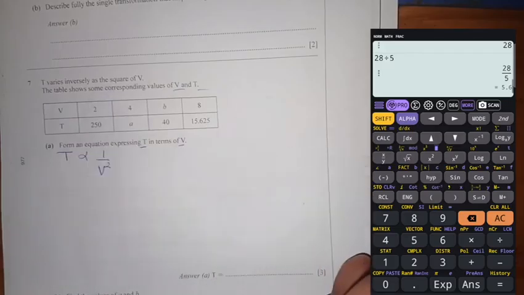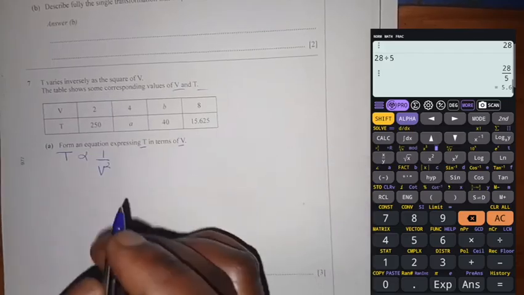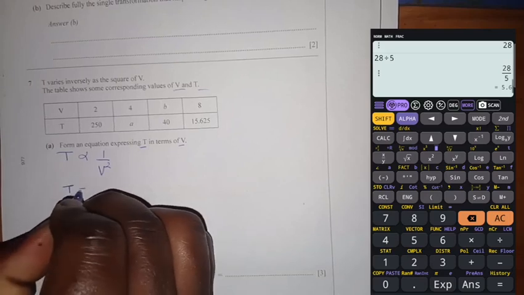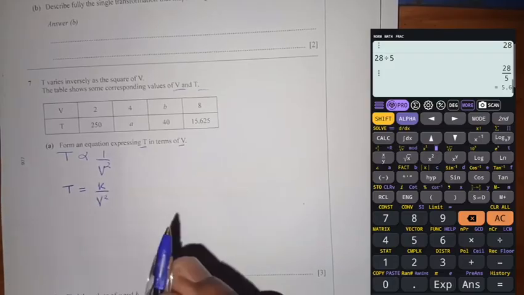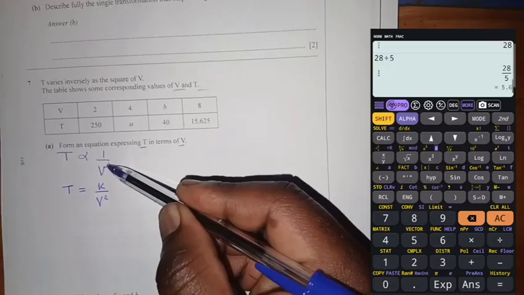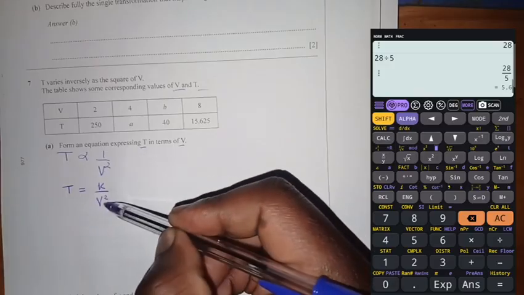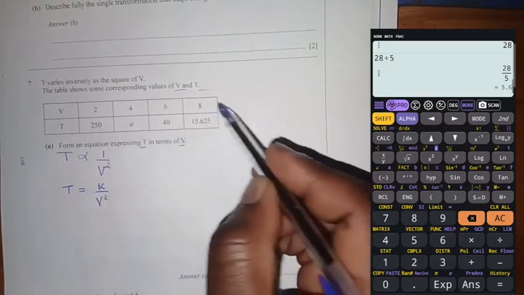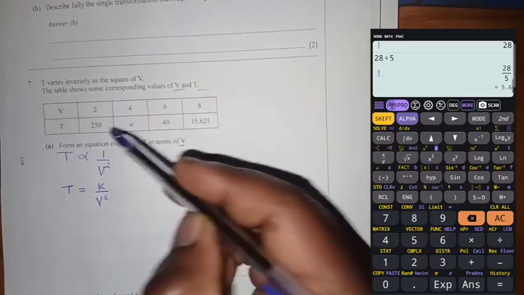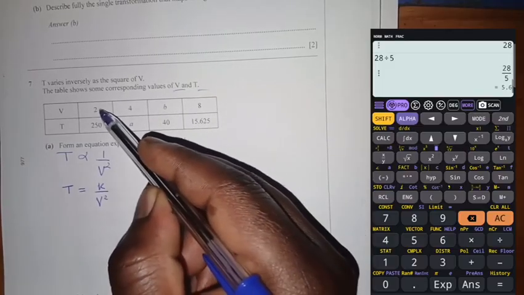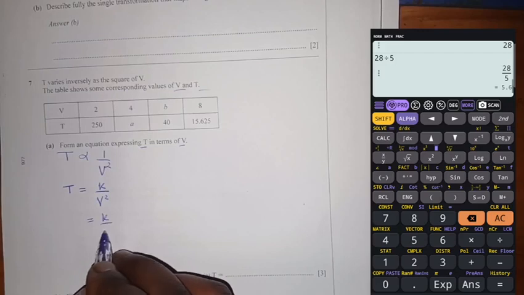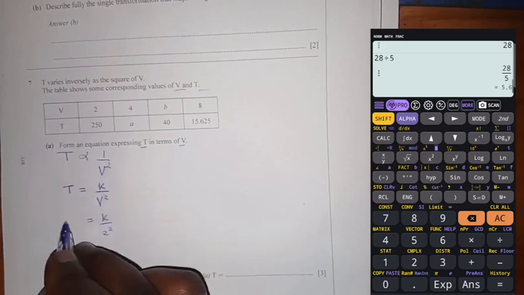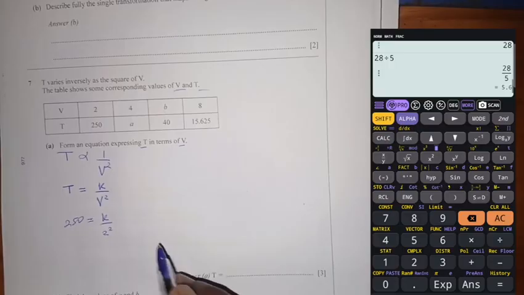That's the first statement. Now let's write this as an equation. It's going to be T equals a constant K over V squared. I hope that's clear. This is the stated proportionality statement. Now from this equation, we need to extract a complete combination from the table, which is 2 and 250. When V is 2, so this is K over 2 squared. T is 250. Solve for K.